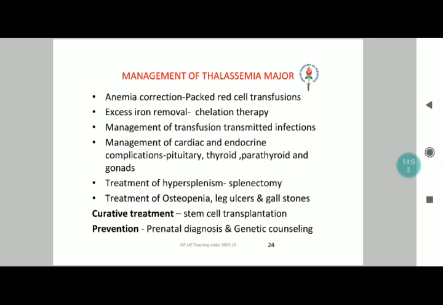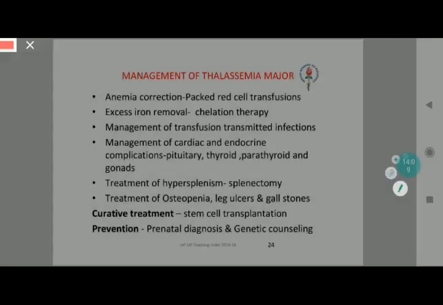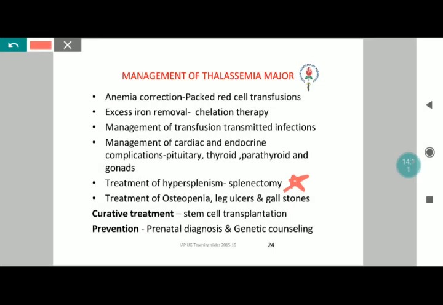Splenectomy is sometimes indicated in case of hypersplenism, and treatment of osteopenia, leg ulcers and gallstones is indicated, but this is somewhat of a rarer complication and is not always seen. The important ones are the first three because transfusion is a mainstay for these children, chelation therapy will be required, and management of transfusion transmitted infections is a must. The only curative definitive therapy is stem cell transplantation, which is of course rarely done, but it can be prevented by early prenatal diagnosis as well as genetic counseling.